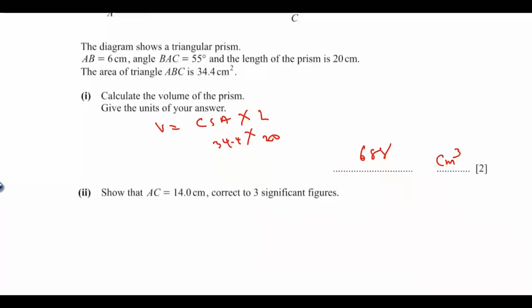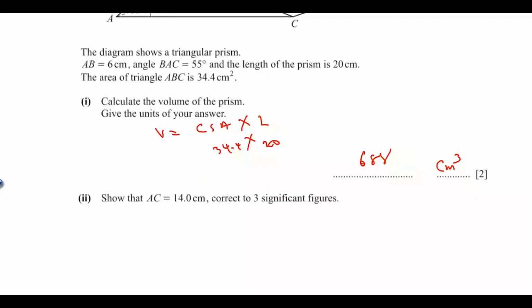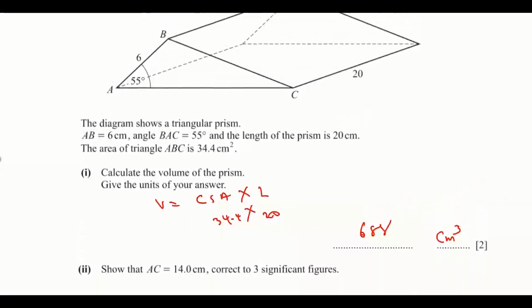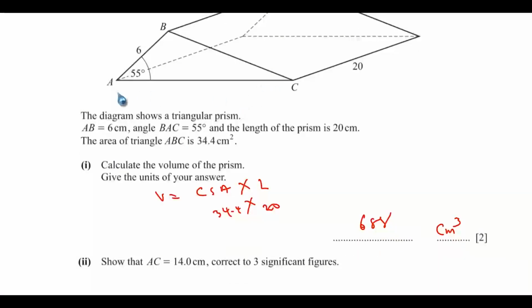Part 2, show that AC is equal to 14.0, correct to three significant figures. AC, that is this side here. Okay, so we want to show that it is 14.0.